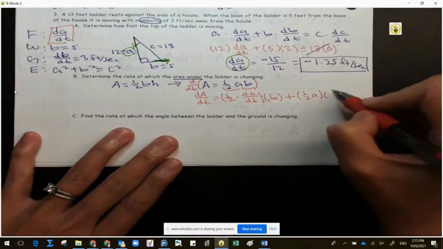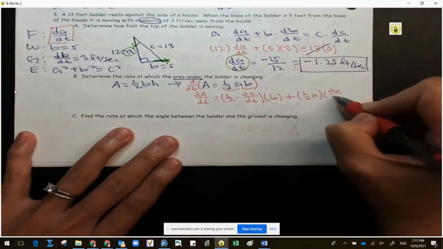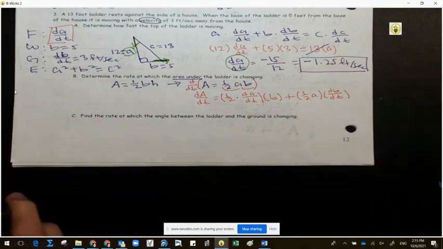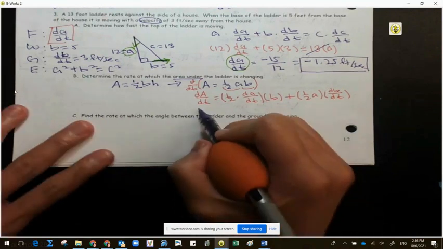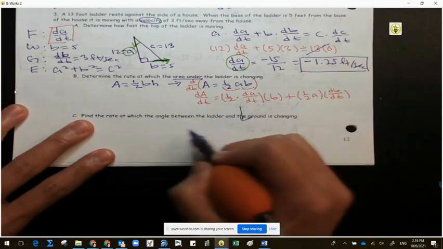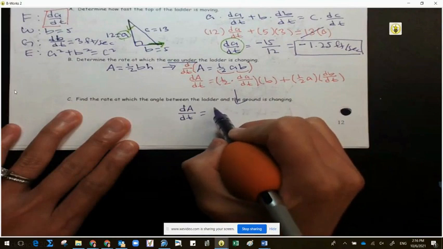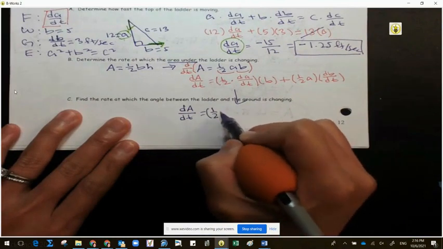That's amazing. So we have, and again, I'm not writing the 1 because it's understood. Can we now plug in what I know? Yep. Let's plug it in. We are looking for, I'm going to actually go down here and use this room, dA over dt is equal to, the 1/2 is a number, so I'm going to leave that alone.